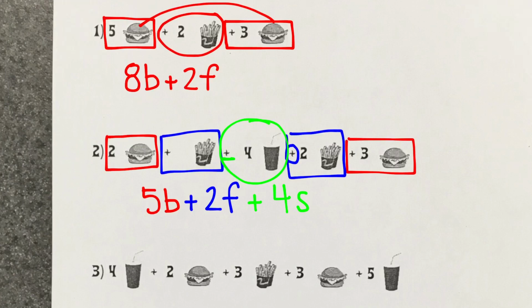It is 3 fries, sorry. I was trying to explain it, and then I didn't go with it. Okay, there we go. So 5B plus 3F plus 4S is my new expression.